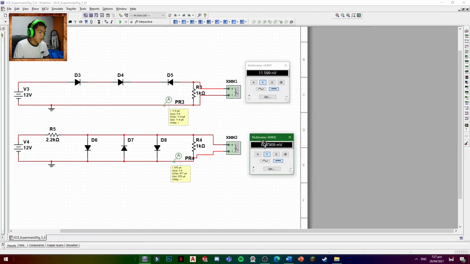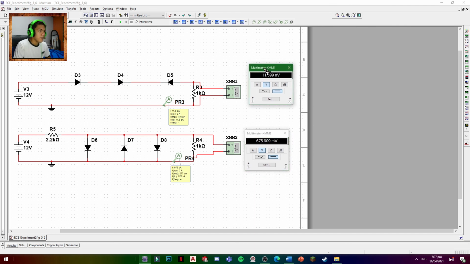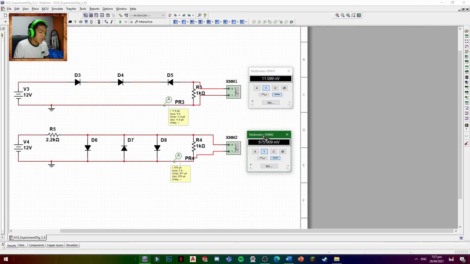That's how I found the values of figures 5 and 6: the voltage of the 1K ohm resistors and the current.